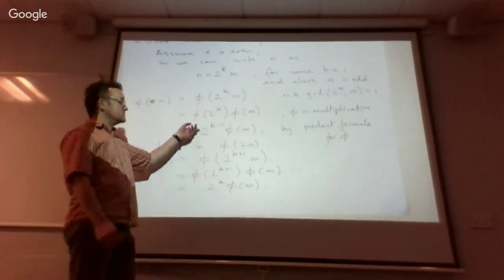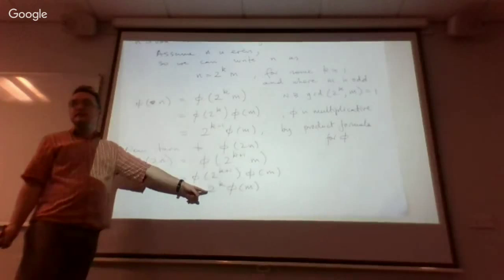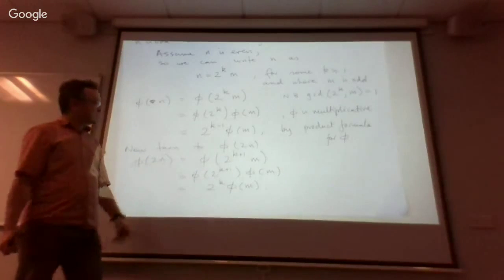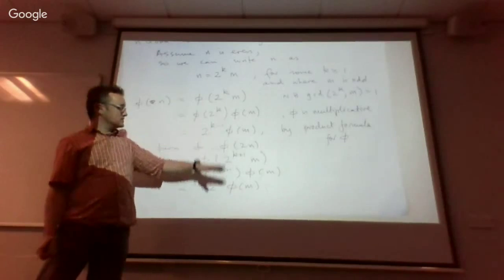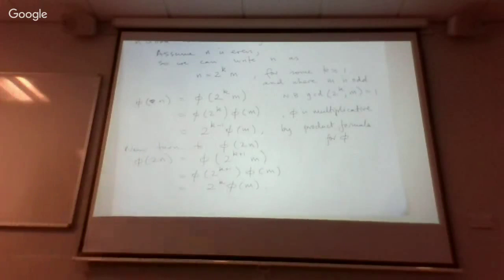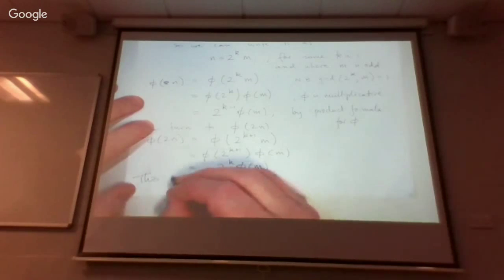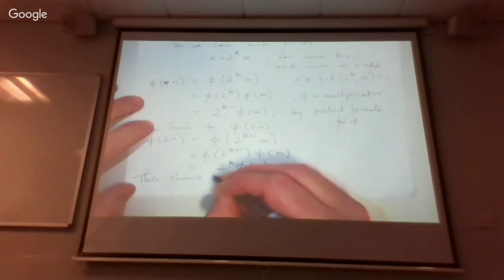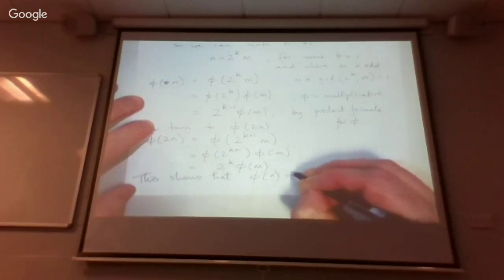Are these two expressions equal? Well, no. k is at least 1. So here you've got 2 to the k, here you've got 2 to the k minus 1. So these are clearly not equal. This shows that phi of n is not equal to phi of 2n.